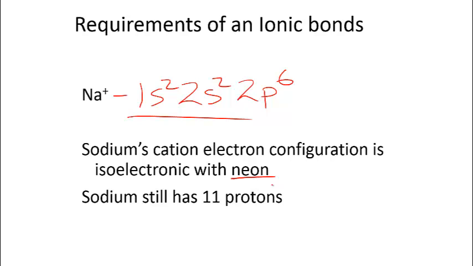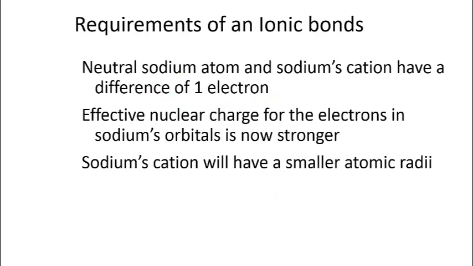However, we wouldn't say that sodium has become a neon element because sodium's atomic number Z is still equal to 11, so it still has 11 protons. And remember that protons are the subatomic particles that define a given element, not the electrons. The neutral sodium atom and sodium's cation have a difference of 1 electron. Sodium's cation loses the 3s electron, so it has lost 1 electron. It has 10 electrons, whereas a neutral sodium atom has 11 electrons.